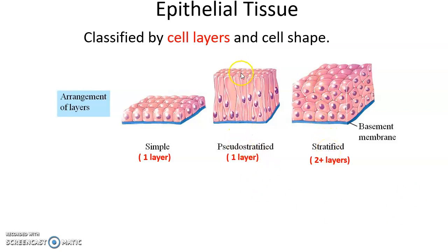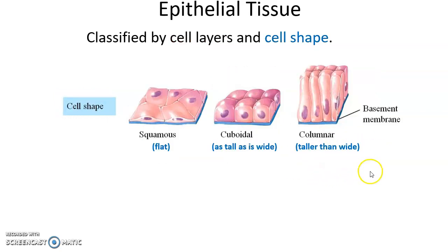And finally, if you have one layer of cells, but the nuclei are at all kinds of different levels, and it just looks kind of confusing, and you can't tell for sure if it's two layers or not, that's called pseudostratified. So one clear layer, simple; one layer that is a little confusing, pseudostratified; and two or more layers, stratified.